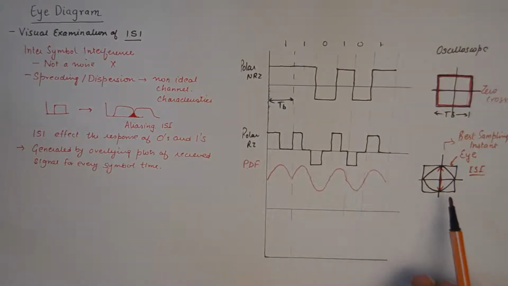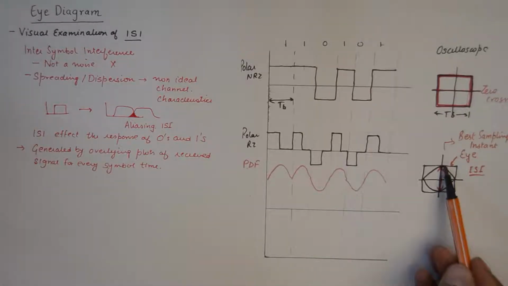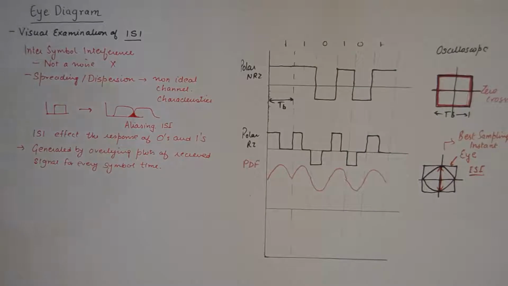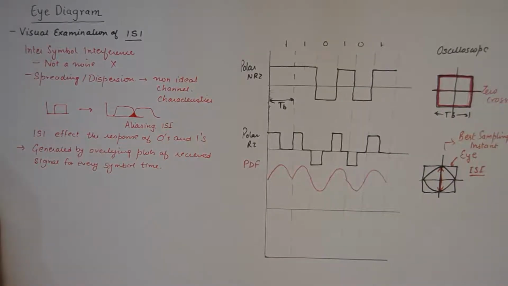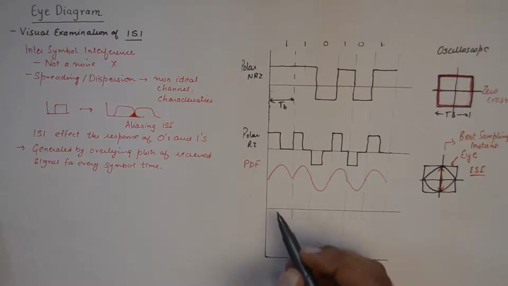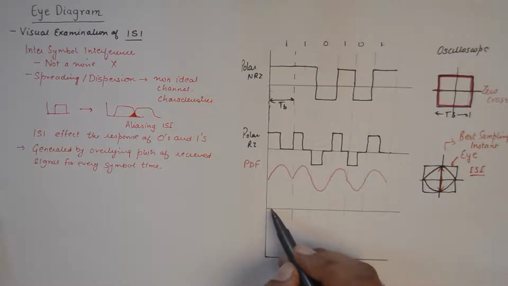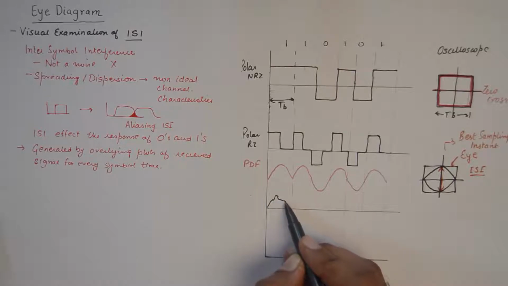Now this is a perfect case of an eye where this distance in the center represents the best sampling instant. However, when dispersion or all kinds of distortions start to occur in the waveform, then the waveform would shift and would look something like this.